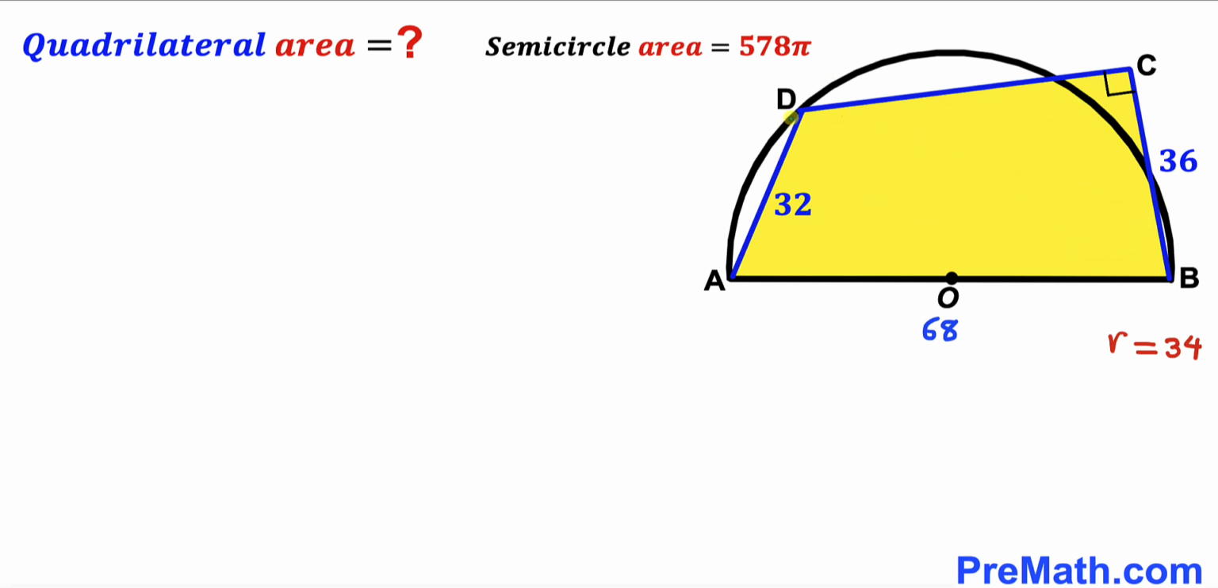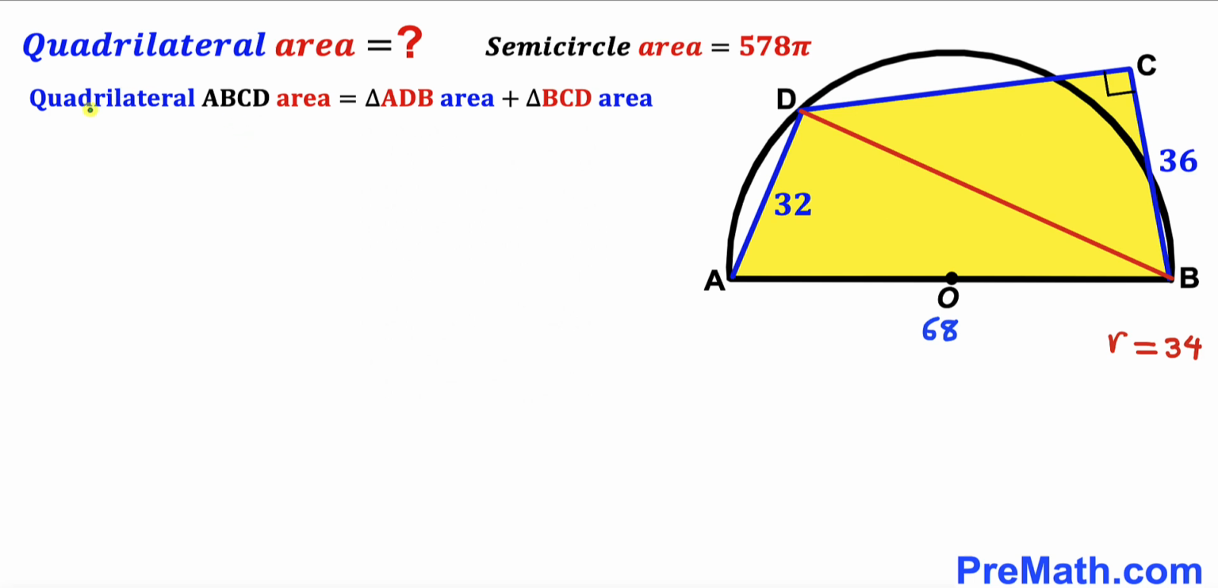This AD side length is 32. This BC side length is 36. And finally this AB side length is 68. And since we are interested in calculating the area of this yellow shaded quadrilateral, in this next step I have connected these 2 points B and D. And as a result, we have divided this quadrilateral into 2 parts, this triangle and this triangle as well.